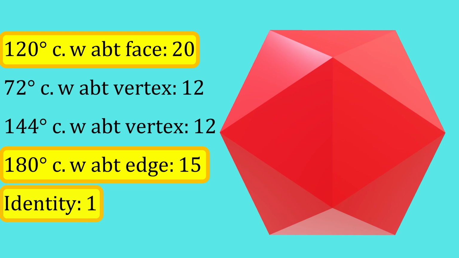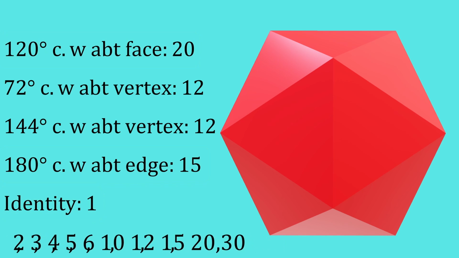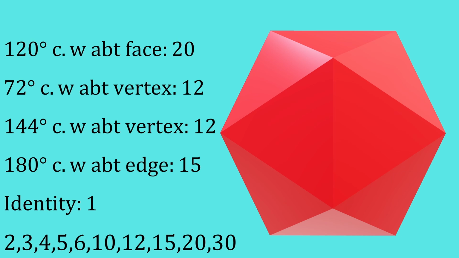Another important result in group theory is called Lagrange's theorem, which says that the number of elements of a subgroup must be a factor of the number of elements of the whole group. In this case, the whole group has 60 elements, so a subgroup can have 1, 2, 3, 4, 5, 6, 10, 12, 15, 20, 30, or 60 elements, as these are the divisors of 60. We're ignoring 1 and 60 because we don't care about the trivial group or the whole group A5 itself.